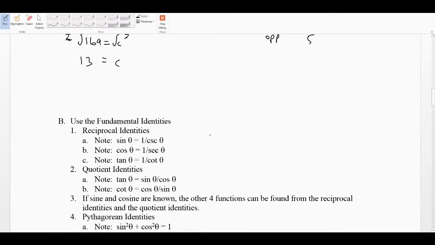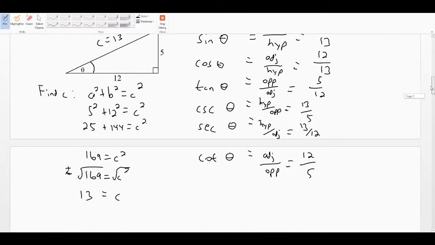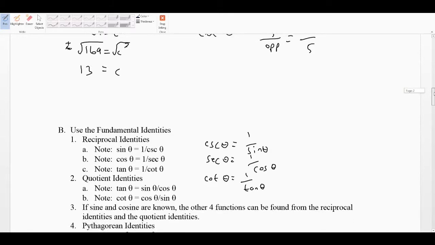And you can easily write cosecant is 1 over sine. Let's see if that's already up there somewhere. I don't think it is. And it's not. But it should be. Secant of theta is the same as 1 over cosine of theta. And we can also write cotangent theta is 1 over tangent theta. So we got these three and we got these three.